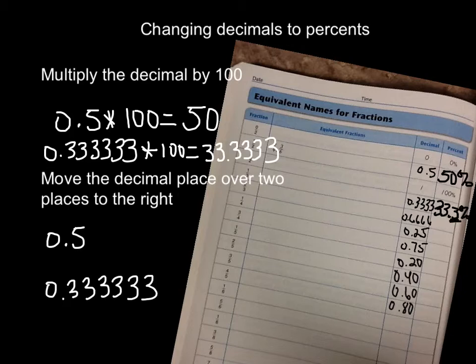Another way I could do this without using a calculator is to move the decimal place over 2 places to the right. So I see my decimal places here for 5 tenths. I could move it 1, 2 places over, and now I've got 50 instead of 5 tenths. So that would be 50% just like we had over there. Same with 0.333333. I can move it 1, 2 places to the right, and now we can see I have 33.3333%. So those are 2 different ways that you could use to figure out the percents in your percent column.